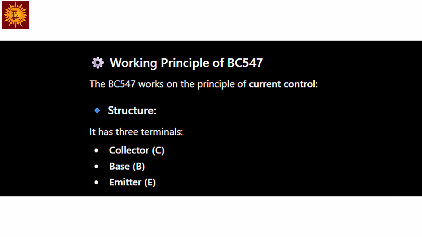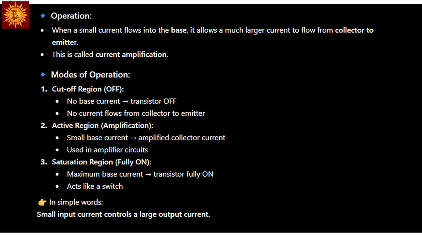Working principle of BC547. The BC547 works on the principle of current control. Structure: it has 3 terminals. Pin number 1, collector. Pin number 2, base. Pin number 3, emitter. Operation: when a small current flows into the base, it allows a much larger current to flow from collector to emitter. This is called current amplification.